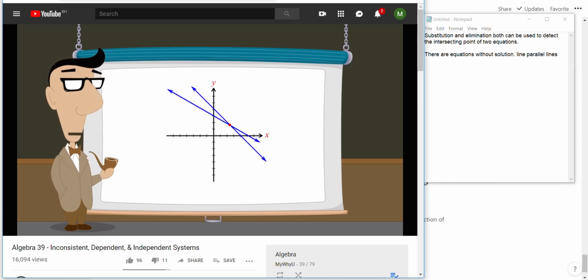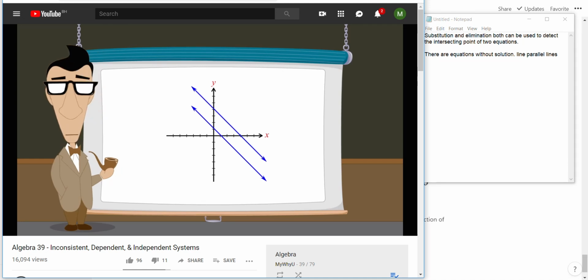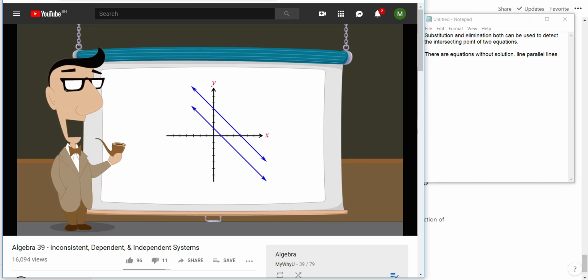The second possibility is that the two equations describe distinct but parallel lines. Since these graphs have no point of intersection, no solution exists which can satisfy both equations. The solution set of this system is therefore the empty set.